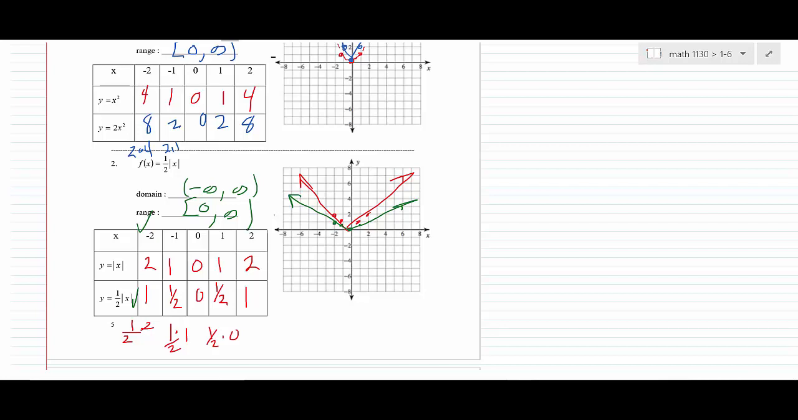How do I make it shrink? I put a fraction there, something that's less than 1. That's what causes it to shrink. And the smaller that fraction is, the more it shrinks. Okay, does that make sense?